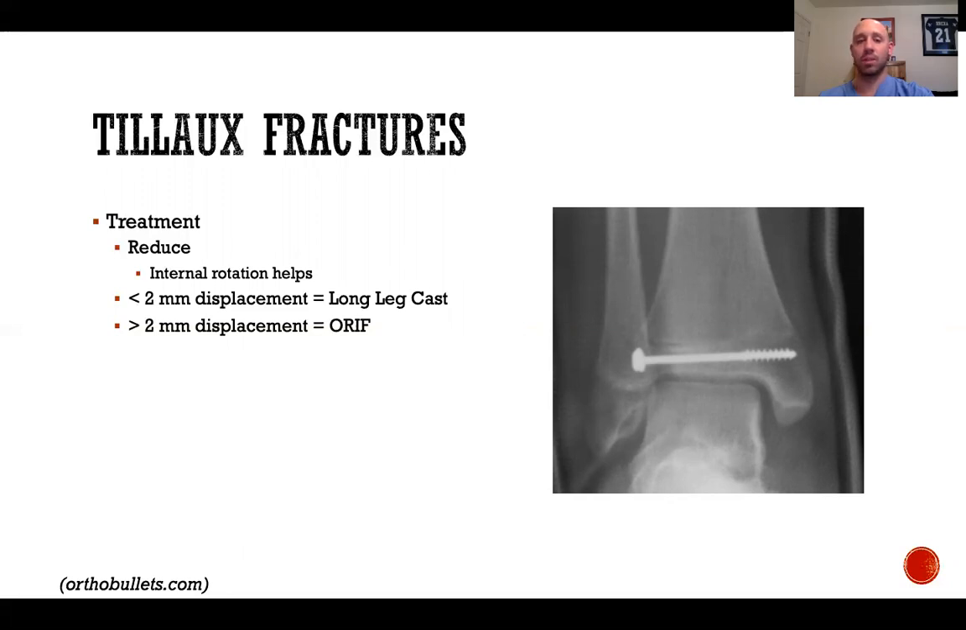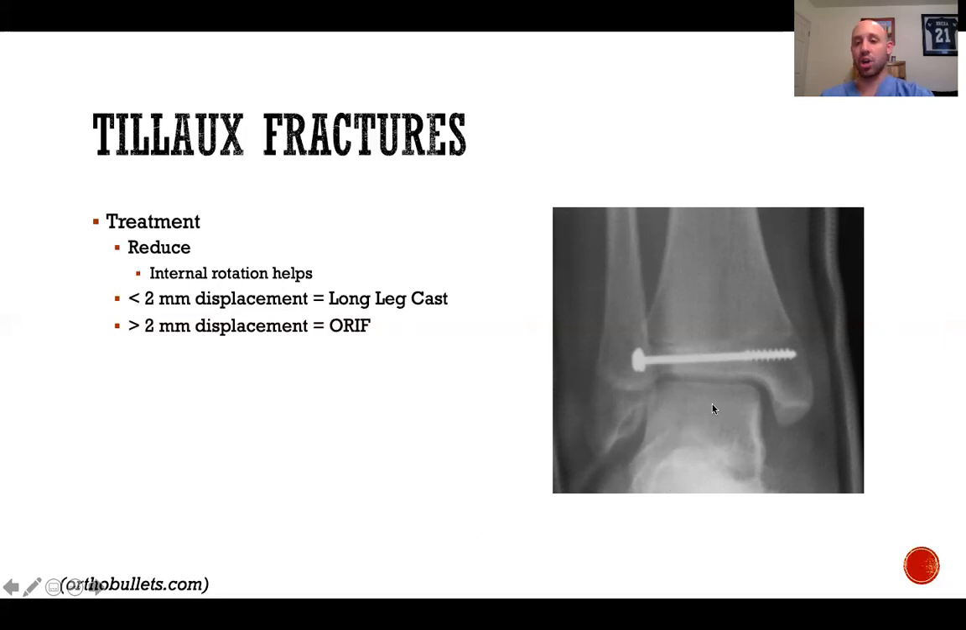If it's less than 2 millimeters, you can just treat them in that cast. If it's greater than 2 millimeters, we're going to do ORIF with a lag screw. And if you guys remember back to previous lectures, this is a lag screw by design, meaning that it's partially threaded. So it's going to allow us to get some compression across that fracture.